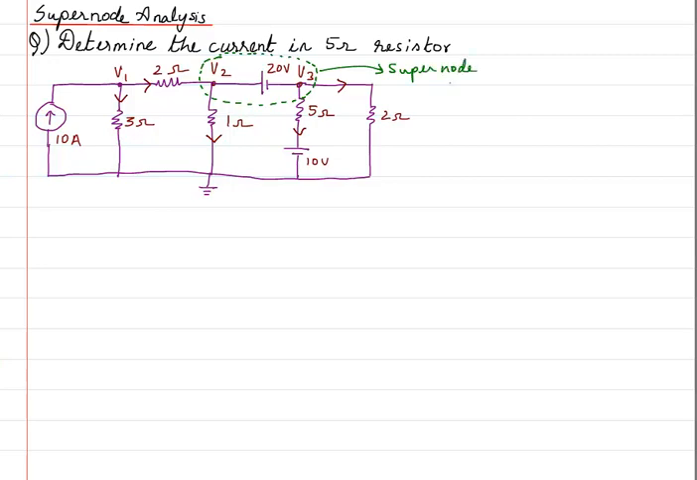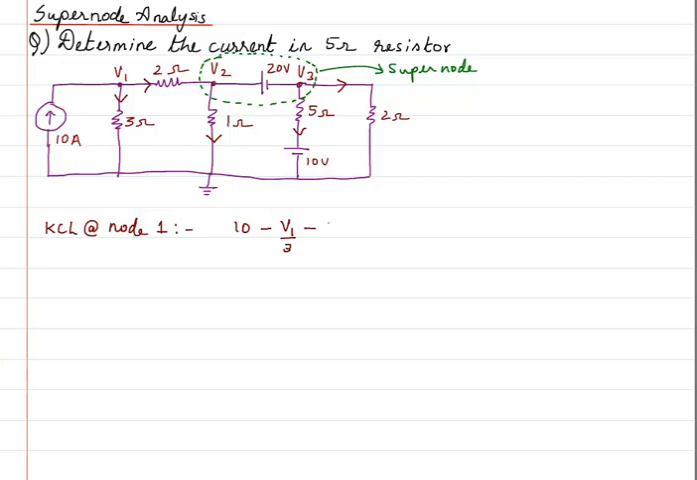In super mesh we had combined two or three different meshes together. Here we are combining two different nodes together to form a supernode. So let us write the equations. First we will write KCL at node 1. As you can see, here it is 10 incoming, minus V1 by 3 because it's an outgoing current.